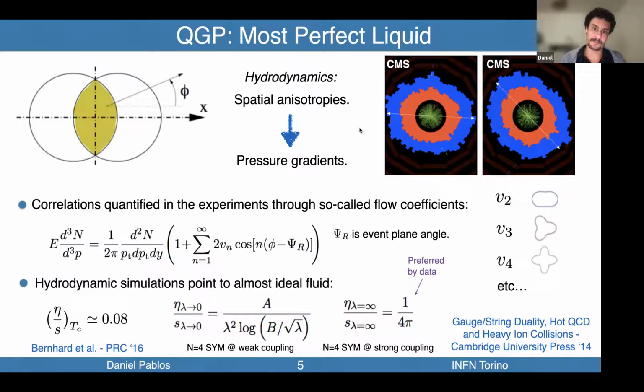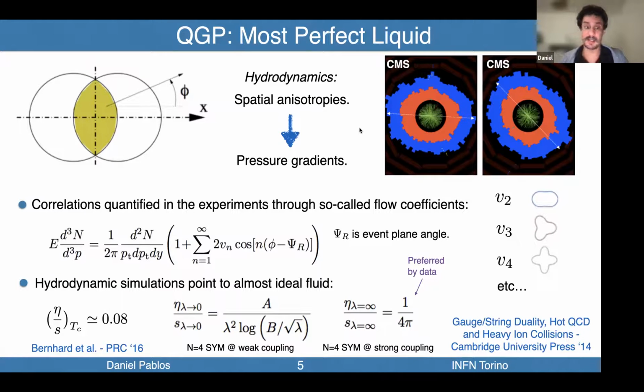These preferred directions are quantified in the experiment through the so-called flow coefficients. V2, V3, V4 respond to different geometries related to the collision and its fluctuations: elliptical, triangular, quadrangular, and so on. The hydrodynamic simulations do point to the presence of an almost ideal fluid by comparing data with hydrodynamic models.